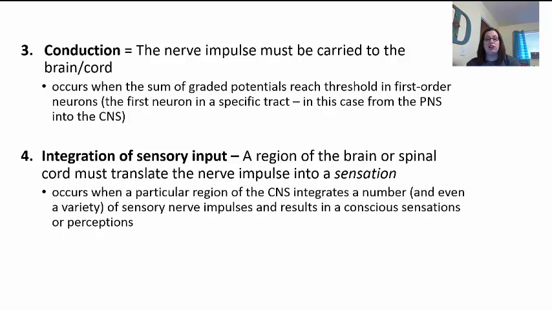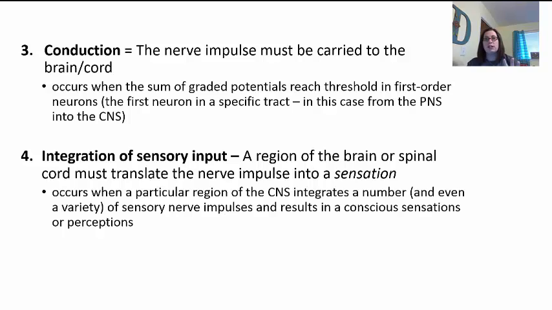Now, this occurs when a particular region of the central nervous system, that's what CNS stands for, central nervous system, integrates a number or even a variety of sensory nerve impulses together. Now, these can be conscious sensations or perceptions. However, they can also be subconscious that you don't even realize that they're happening. Okay, and changes can start taking place because of this.